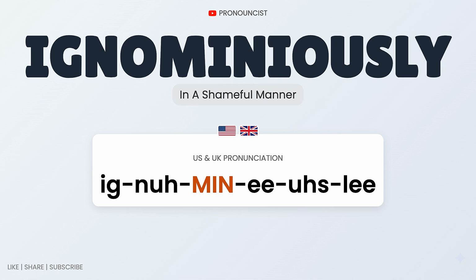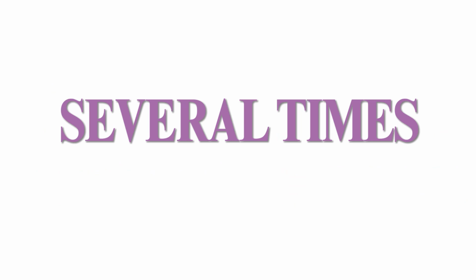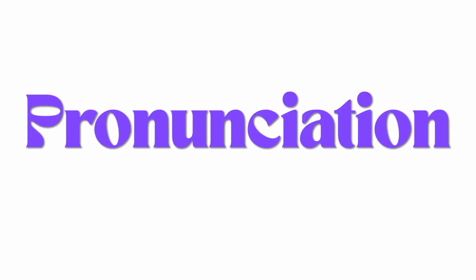Ignominiously. Practice repeatedly and you'll soon be able to say this word perfectly. The best way to practice is to repeat the syllable multiple times. The meaning of the word is, in a shameful manner. Try repeating this word several times to improve your pronunciation.